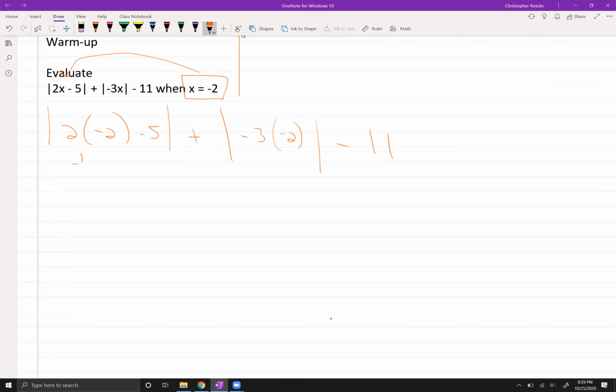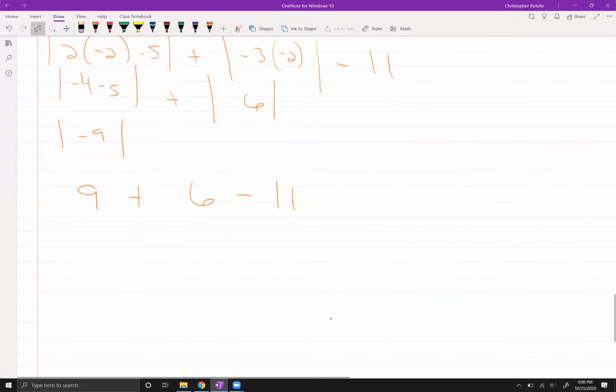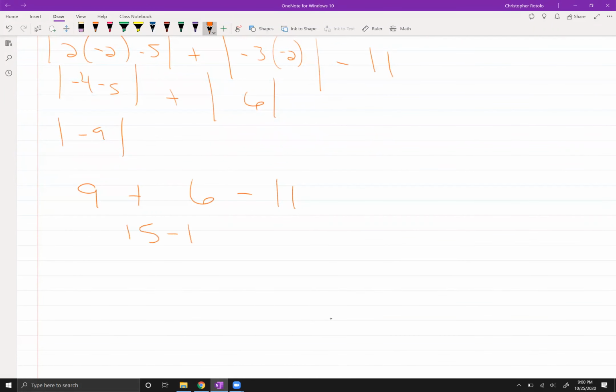So here we have negative 4 minus 5, so that's negative 9. What's the absolute value of negative 9? Yeah, I hear you. It's positive 9, right? The next term that we have is plus absolute value of 6. Well, what's the absolute value of 6? That's still 6. And then minus 11, because that's what was happening on the end. So we're going to add these up. I get the whole way up to 15 minus 11, so I get 4.